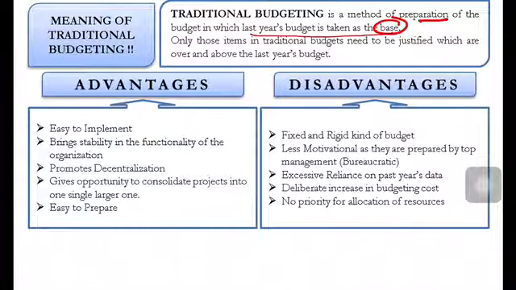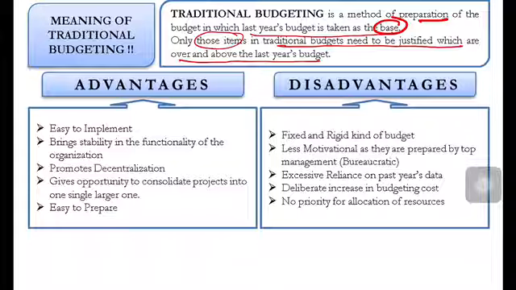So what is meant by traditional budgeting? For example, last year to one ministry I gave this much budget. So this year how much budget do I have to increase? By taking last year as base, how much are you increasing the allocations in this year's budget? That is called increasing the budget depending on the base. So only those items in traditional budgets need to be justified which are over and above last year's budget.